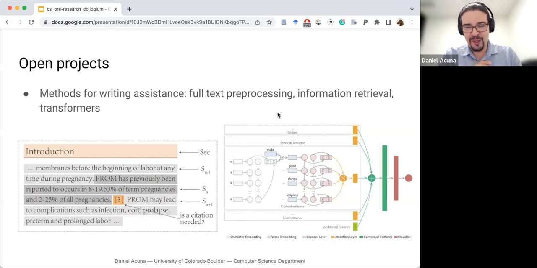So I'm looking for some help on the following projects. I already have a couple of students working on this particular one in this slide. One of the things that I'm interested in is trying to help scientists write papers. So we're trying to build a system that will complement how scientists are writing papers.